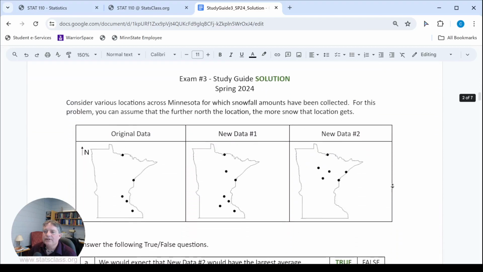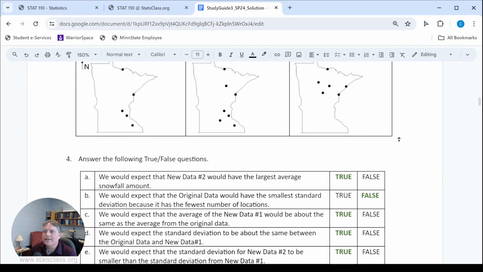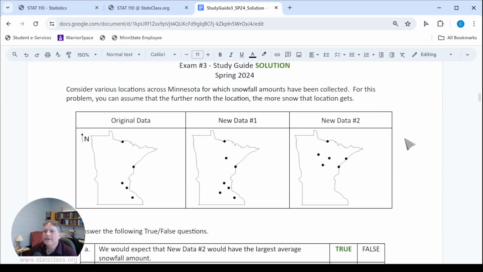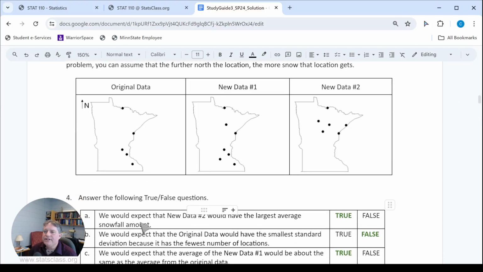Okay, let's talk about the next one here. So this is looking at these 3 different snowfall amounts where I have made a statement that the further north I am, so further up in this picture, we can expect more snow. So I have original data, new data 1, new data 2 here. You can see that new data 2 has all of the weather locations in northern Minnesota, so I can expect that average to be larger.